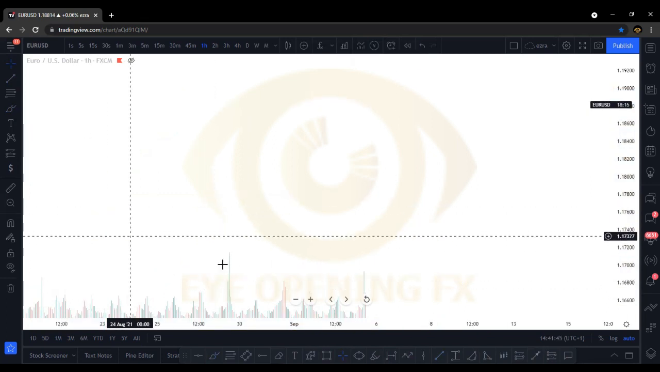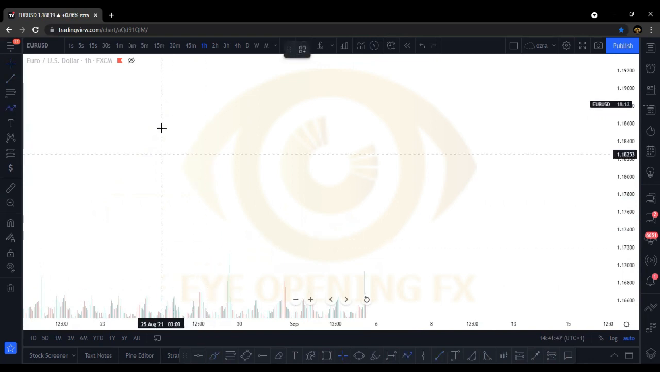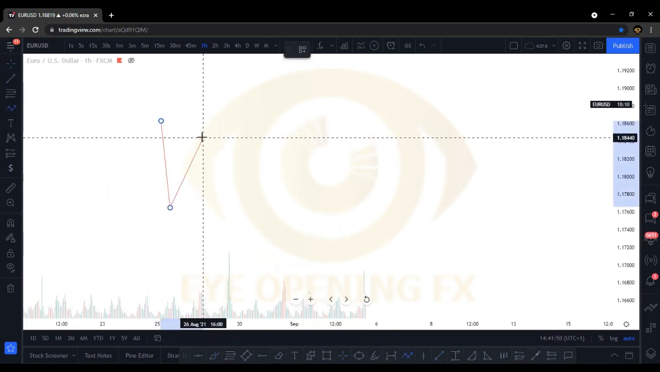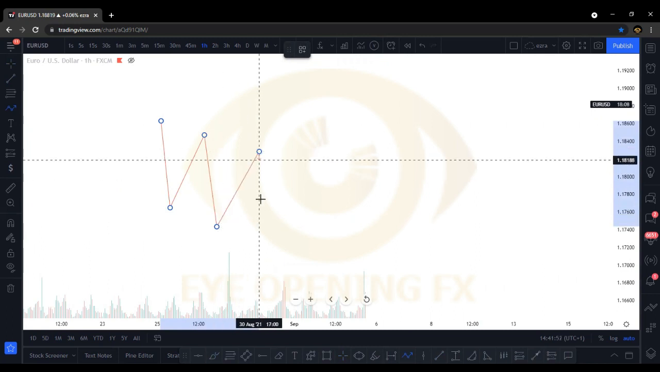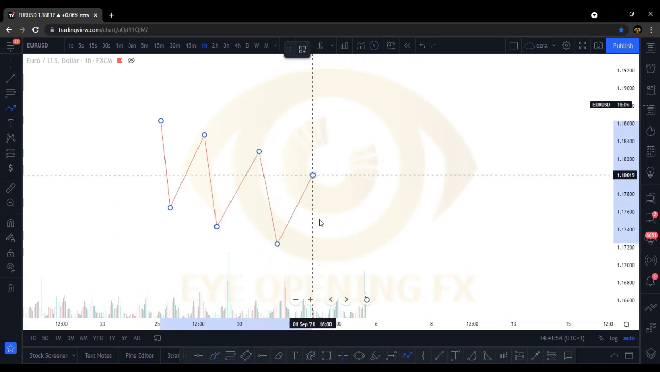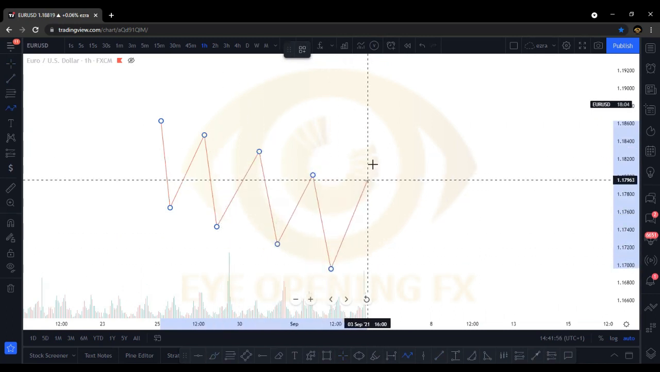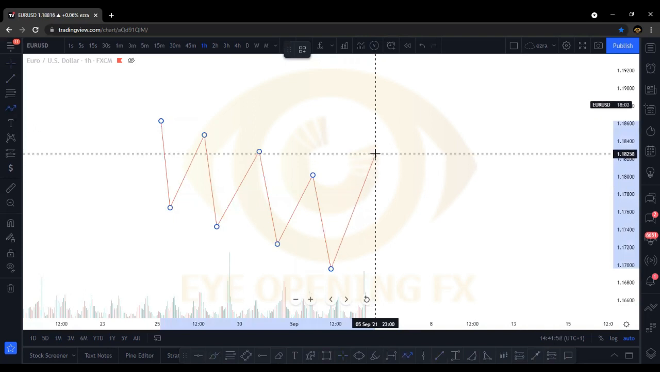Okay. Now, another point is this. Let's take, for example, the market is making a lower low, a lower high, a lower low, a lower high, a lower low, a lower high, a lower low, then a higher high.